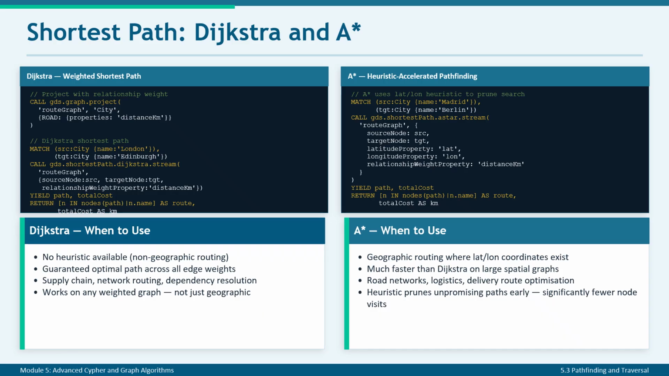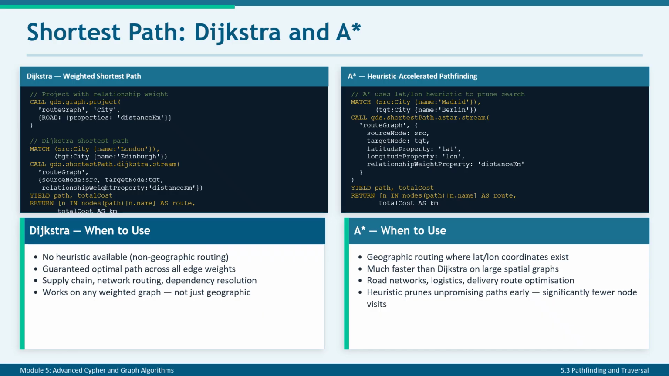The right block shows A* on the same graph. The difference is the additional latitude and longitude properties. A* uses geographic coordinates as a heuristic to estimate how far each candidate node is from the target. This heuristic lets it skip exploring nodes that are clearly moving in the wrong direction, which makes it significantly faster than Dijkstra on large spatial graphs.